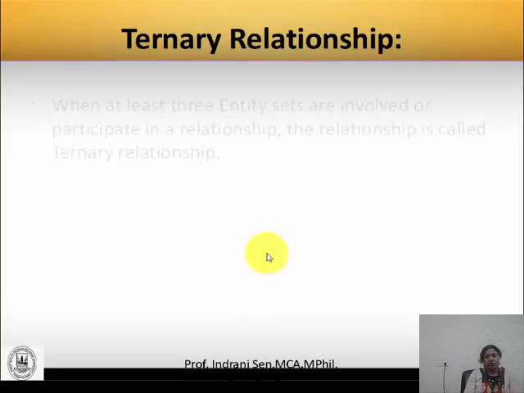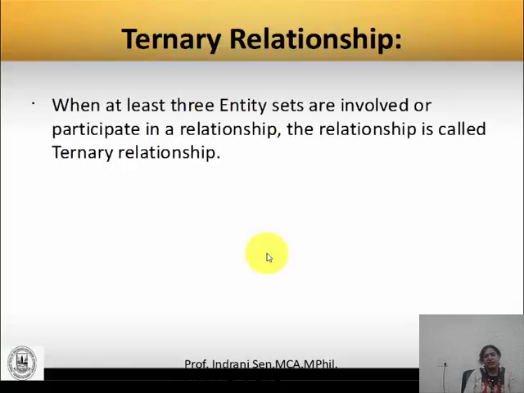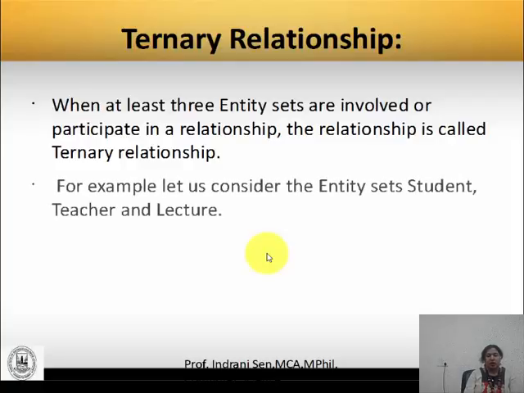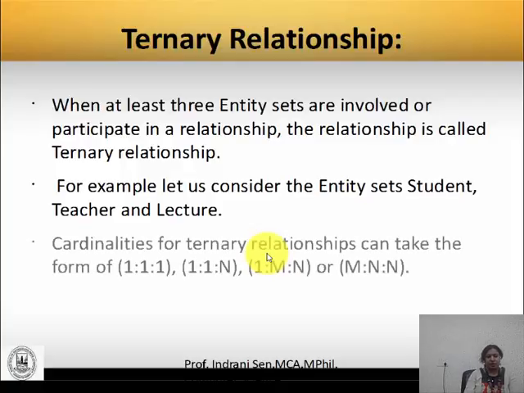Next, we talk about ternary relationship. When at least three entity sets participate in a relationship, the relationship is called a ternary relationship. Here we can talk about entity sets like student, teacher, and lecture. All three of them are involved in a relationship. The cardinalities of a ternary relationship can take many forms. The cardinality is not limited to only the four cardinalities, one to one, one to many, many to one, and many to many. We can have many cardinalities, which can take the form of 1 is to 1 is to 1, 1 is to 1 is to n, 1 is to m is to n, and m is to n is to n.